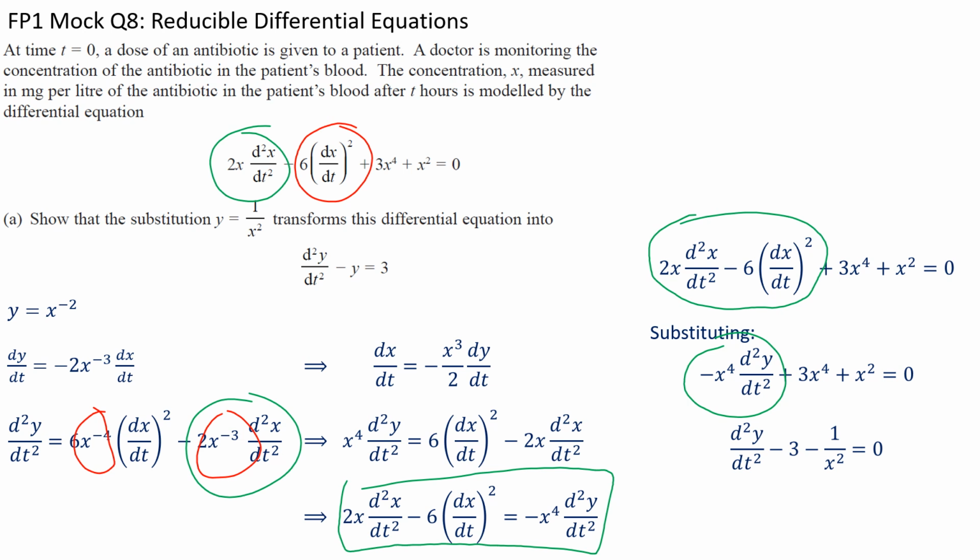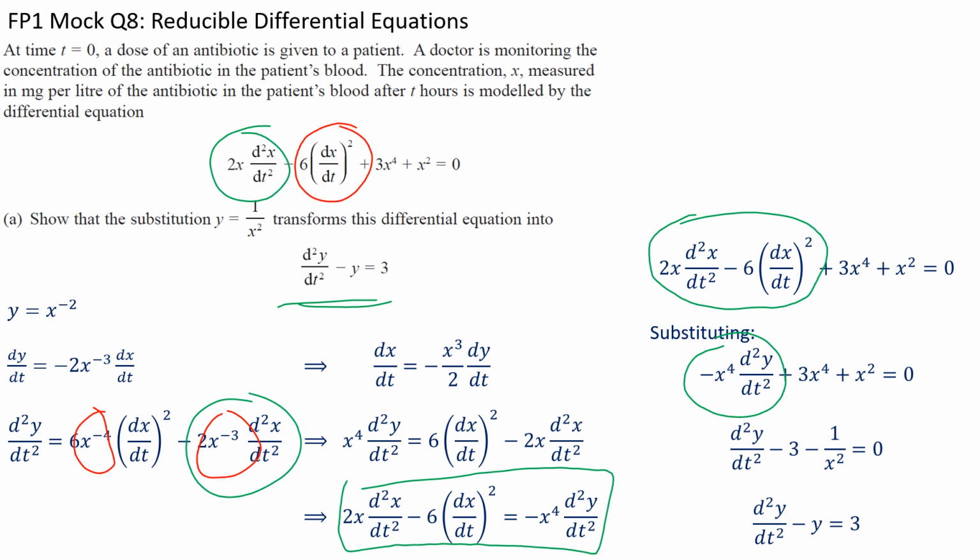Once you've got that, it's just a case of rearranging a little bit and seeing what cancels. So in this case, I've divided by x to the 4 so that I can get d2y by dt squared on its own, just like in the equation I'm trying to get to. And then I notice that I'm very nearly there. Y is equal to 1 over x squared, so I replace that with y and I add 3, and we've got the differential equation we needed.